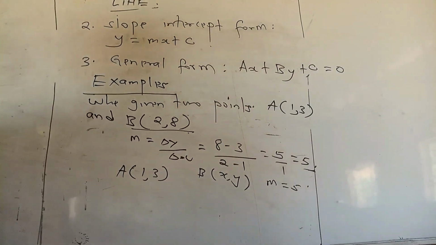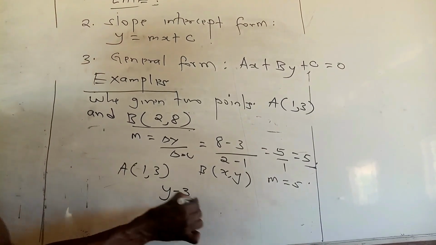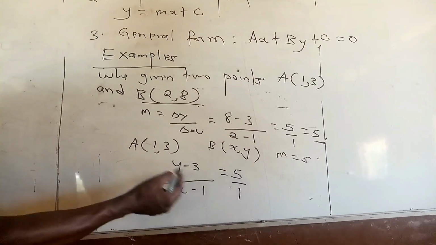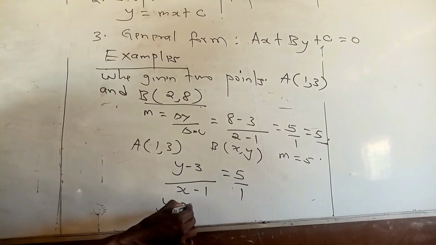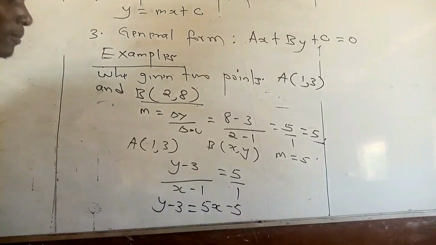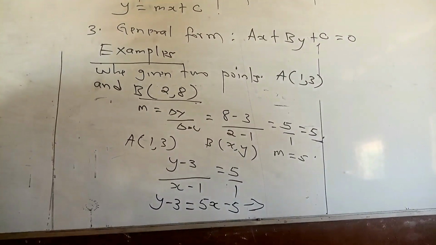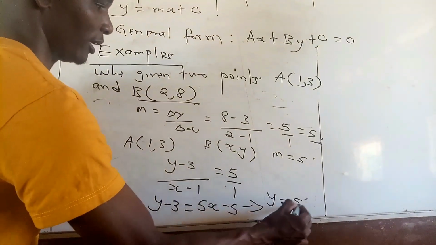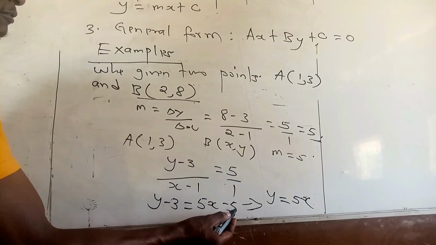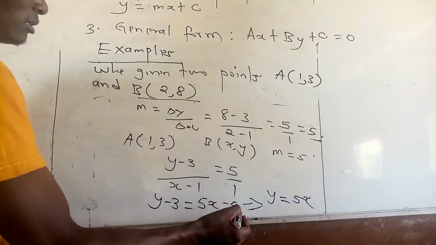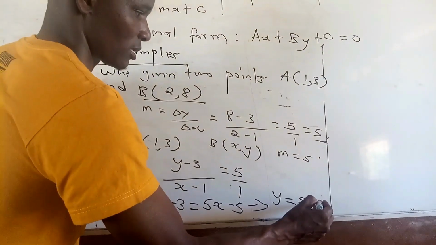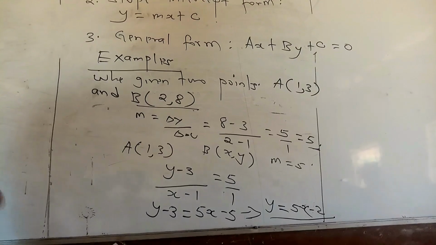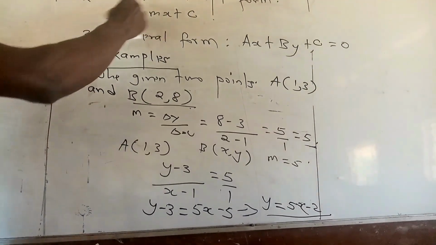We can go ahead and form the equation of that straight line by saying y minus 3 over x minus 1 gives us 5 all over 1. When you cross multiply this, we will have y minus 3 is equal to 5x minus 5, which can also be written in the form of y is equal to mx plus c. Bring the negative 3 to the other side, so we have negative 5 plus 3, which is negative 2. So we'll have y is equal to 5x minus 2. That one is what we refer to as the slope intercept form.